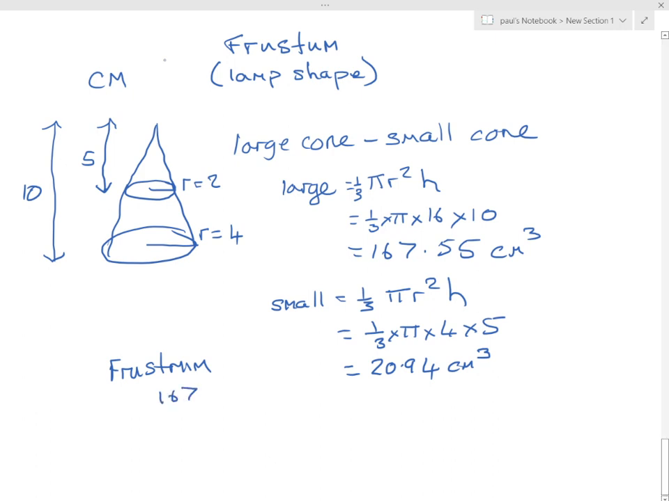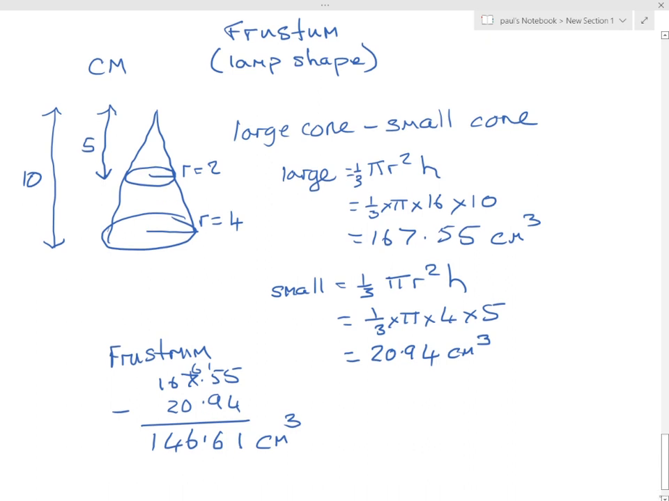So now we find the frustum. We do 167.55 minus 20.94 and see what that is. 146.61 centimeters cubed. The volume of a frustum. Okay, so think about these relationships between the size of the radius and the height of the thing.